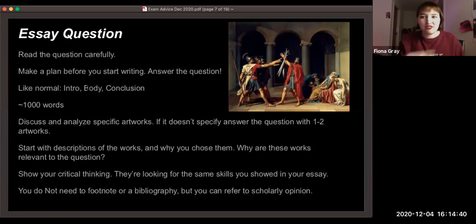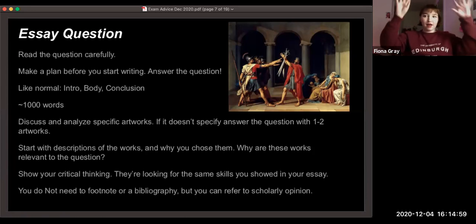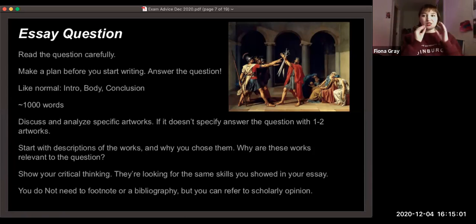Like a normal essay, you have an intro, body, and conclusion. It's just a bit shorter. This should be approximately 1,000 words. You want to use specific artworks as examples in these questions. I'll show you some example questions later, but as it's art history, we're always talking about artworks. Don't just talk in abstract generalizations. Specifically talk about details in artworks to back up your argument. Generally, for 1,000 words, talk about 1 to 2 artworks, unless the question specifies otherwise.